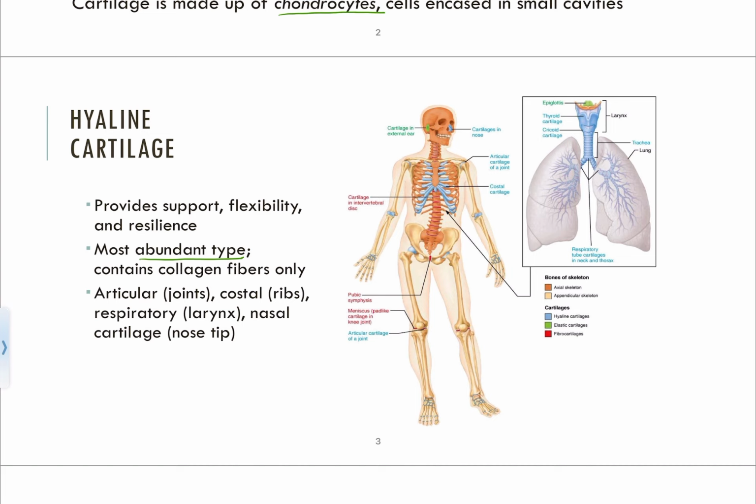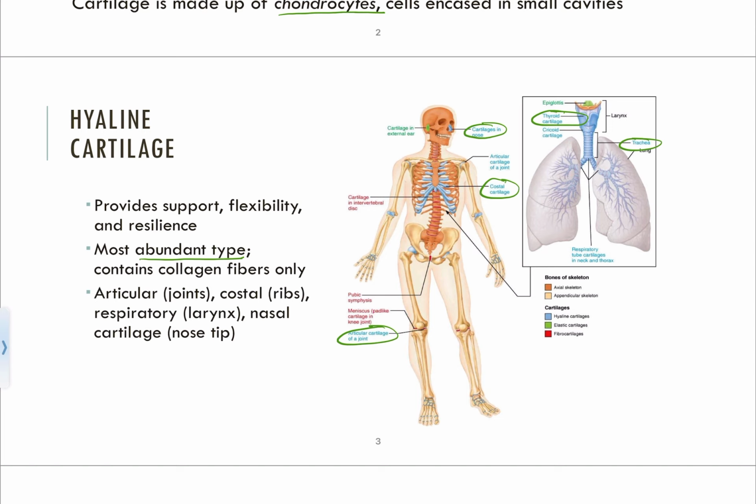So places where we can find it, again, all these places in blue. So articular areas, so areas of joints, connecting our ribs to our sternum. So our costal cartilage here, that makes up a joint. In our respiratory area, specifically our larynx, that we can see over here, the different parts. So we have thyroid cartilage and our trachea. Those are two important respiratory organs in which we can find it. Another place we can find it is in our nose. So that's all hyaline cartilage.